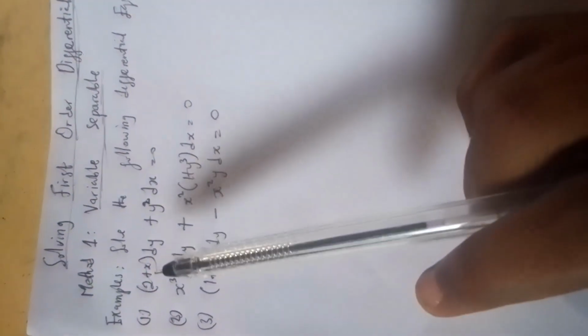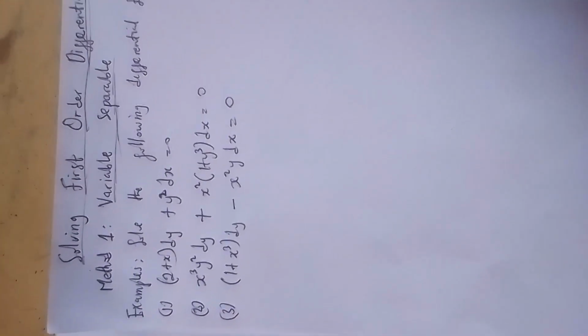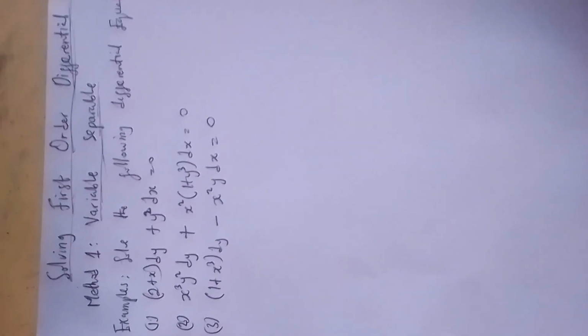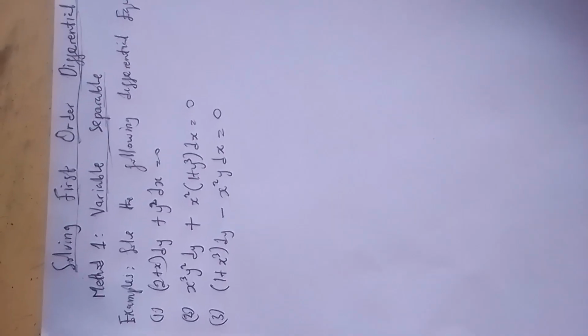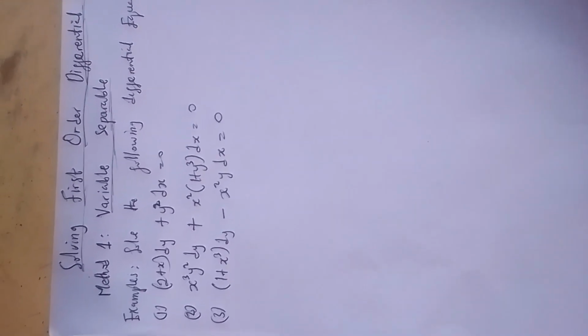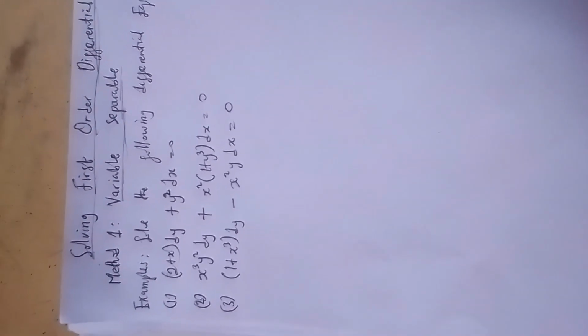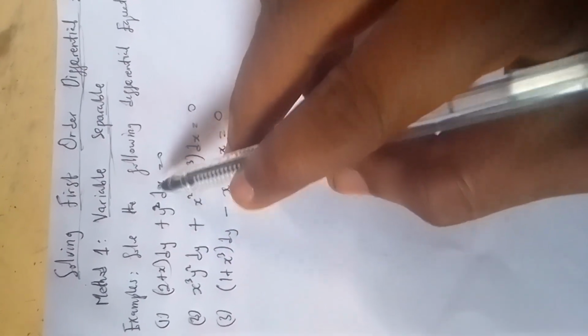Now, they might give you a question like this: solve the following differential equations. They will not tell you maybe you should use the variable method or whatever. But from seeing the question, you are expected to know what kind of method suits such questions. For the first question, (2 + x) dy + y squared dx, you have to use the variable separable method. Now, what's the variable separable method?